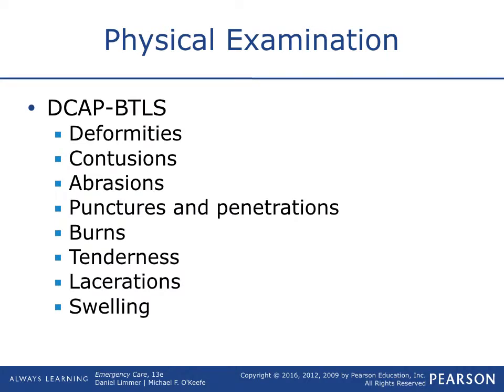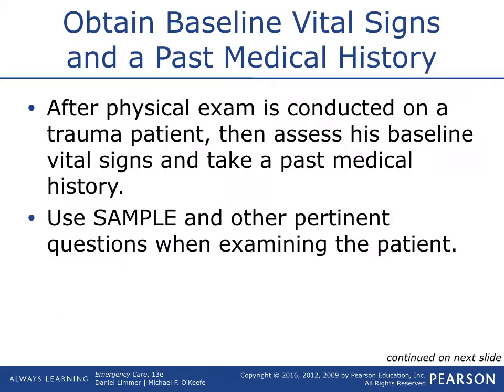DCAP-BTLS is a powerful one. Deformities, contusions, abrasions, punctures, penetrations, burns, tenderness, lacerations, and swelling. These are all things you're looking for. And it says it in your reports. When you have a trauma call, they want to know in your report, DCAP-BTLS: did you find deformities? Did you find contusions? Did you find abrasions? Did you find punctures? Was the patient burned? So this is kind of a method, just like SAMPLE. DCAP-BTLS.